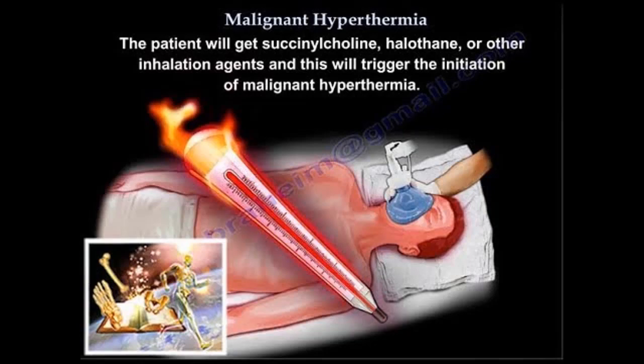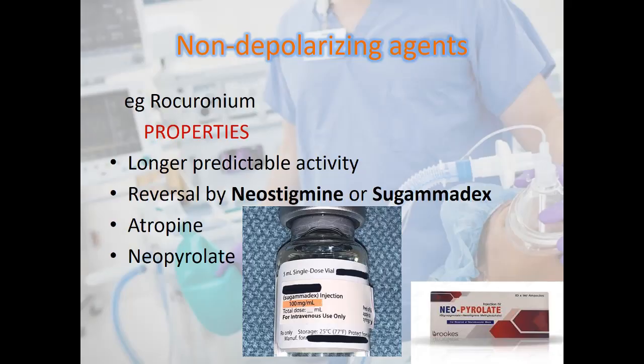With the exception of mivacurine, non-depolarizing agents are not metabolized by either acetylcholinesterase or pseudocholinesterase. So their effects are reversed by cholinesterase inhibitors. For succinylcholine we don't need any reversal agent, because its effect is of short duration and it is metabolized by pseudocholinesterase. But for non-depolarizing agents, we need reversal by cholinesterase inhibitors, for example neostigmine.